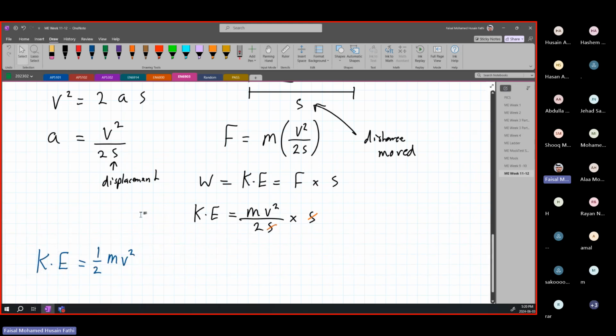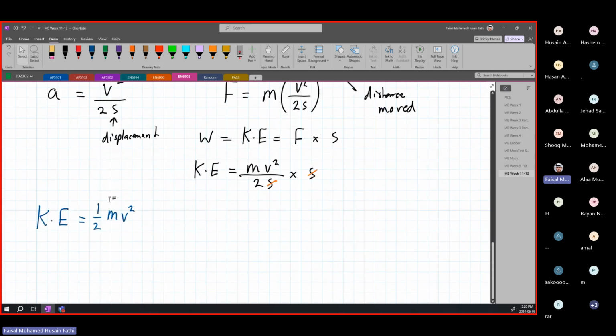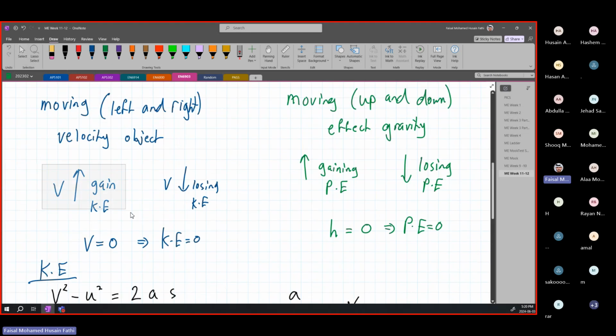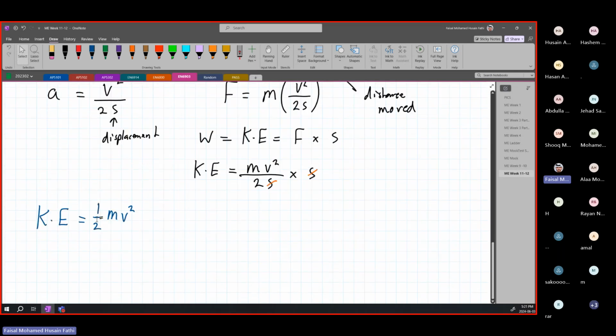Basically, this is how we can find the kinetic energy of an accelerating object, as long as we have the mass and the velocity of the object. Remember that the mass is constant. Mass will never be 0, but velocity can be 0. This is why velocity is the determining value for your kinetic energy. Hence why I said earlier, as velocity is increasing, you're going to have a higher kinetic energy, and when it's decreasing, you're going to be losing, or even if it's 0, it's going to be 0 kinetic energy.